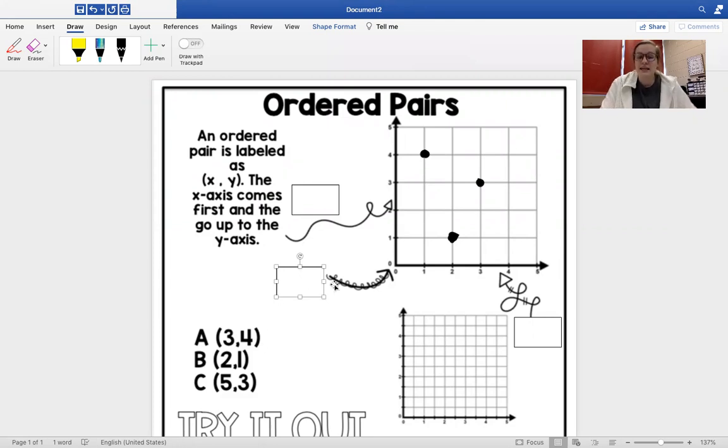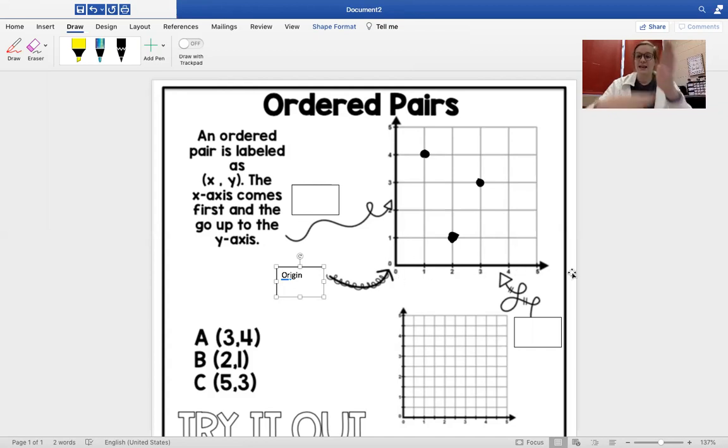The first is going to be what we see right here, and that is what I want you to tell me what the vocabulary word is. I'm going to give you the definition. It is at 0, 0, and it is the point where the X and Y axis intersect, and it is called the origin. Great job.